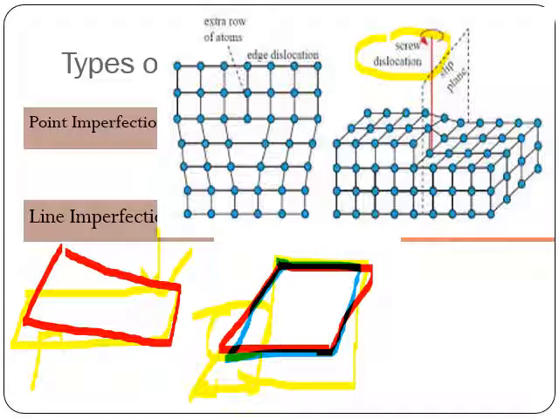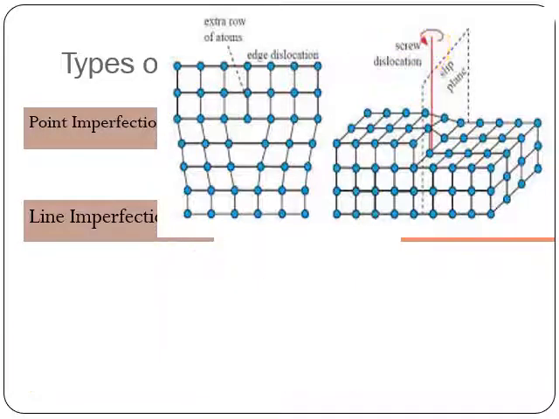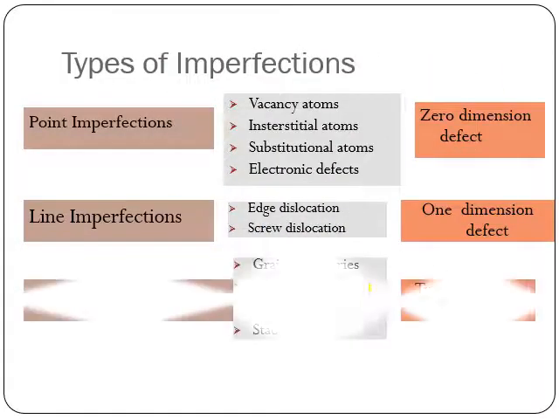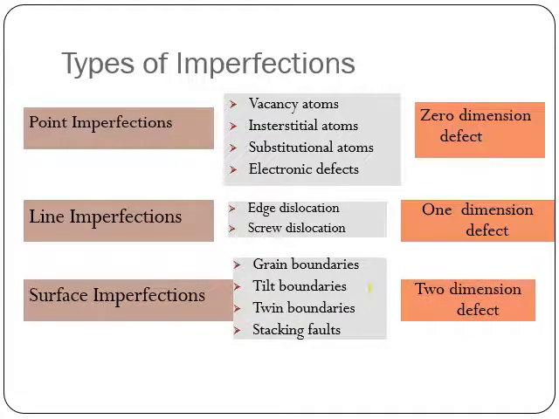So that is what we term as a screw dislocation. Anyway, we'll see all those things in detail again in the coming slides. The next category will be surface imperfections. Surface imperfections are two-dimensional, meaning you are going to discuss the defects with respect to x and y. In that we are going to have grain boundaries, tilt boundaries, twin boundaries, and stacking faults. So what are those things actually?